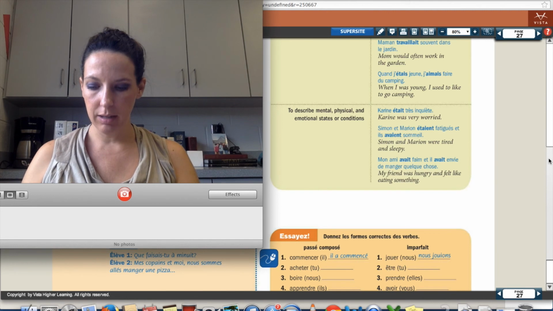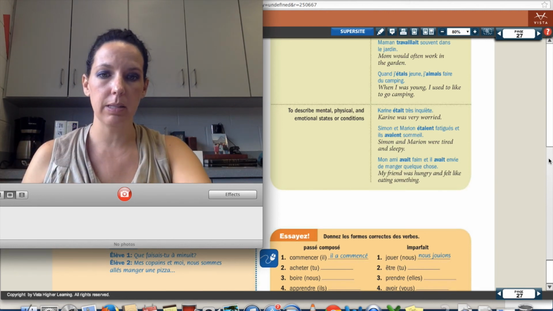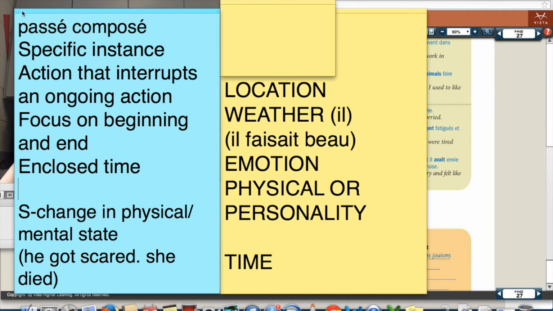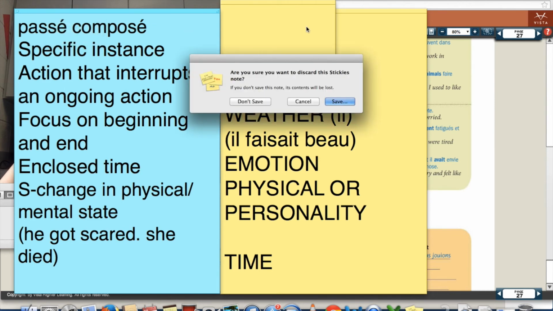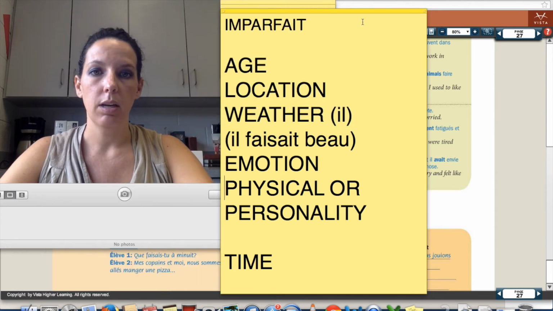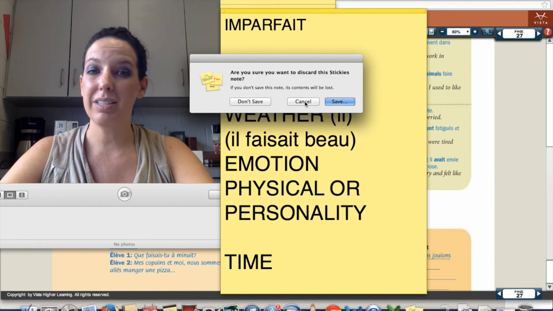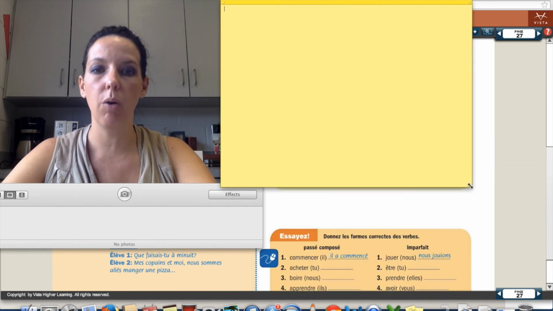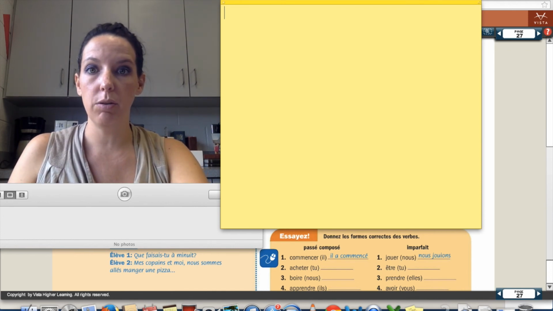Okay, all right. So how do we decide when to use passé composé versus imparfait? We're going to spend a lot of time on this. The way that we want to remember how to form the passé composé versus the imparfait. Let's see if I can close this note out. I don't need to save it. And close this note out. I don't need to save it either. You guys can remember to pause the video at all times to make sure that you've got whatever it is that you want to take notes on. You can make your notes whenever you want to.